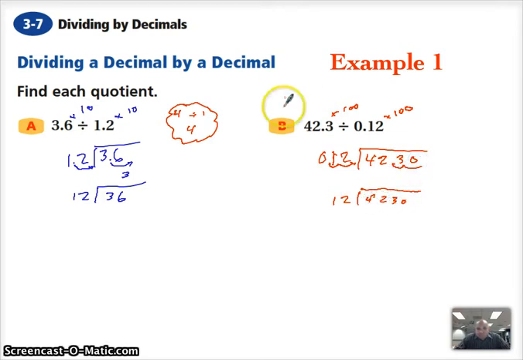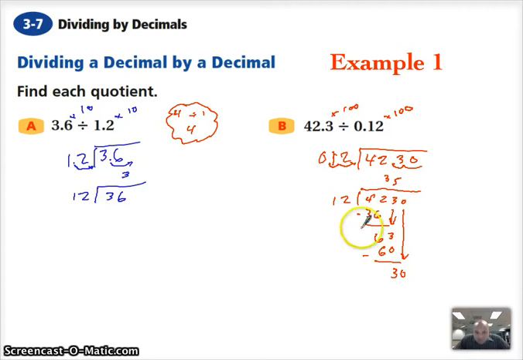4,230. Now, how many 12s go into 42? Well, I know there are 3. That gives me 36. 42 subtract 36 gives me a 6. I drop down the 3. 12 into 63. I know 5 times 12 is 60. Subtract that, I get a 3. I bring down the last number, which is a 0.